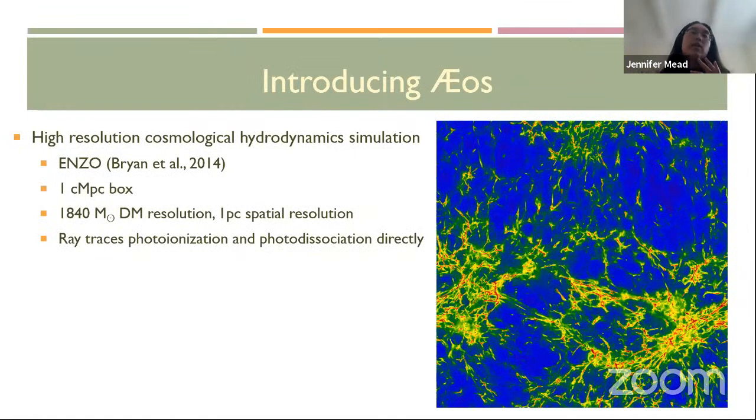EOS is a set of high-resolution cosmological hydrodynamic simulations that are run by the ENZO code. It is a 1 comoving megaparsec box with an 1840 solar mass dark matter resolution and a 1 proper parsec spatial resolution. It also directly ray traces photoionizing and photodissociating radiation.